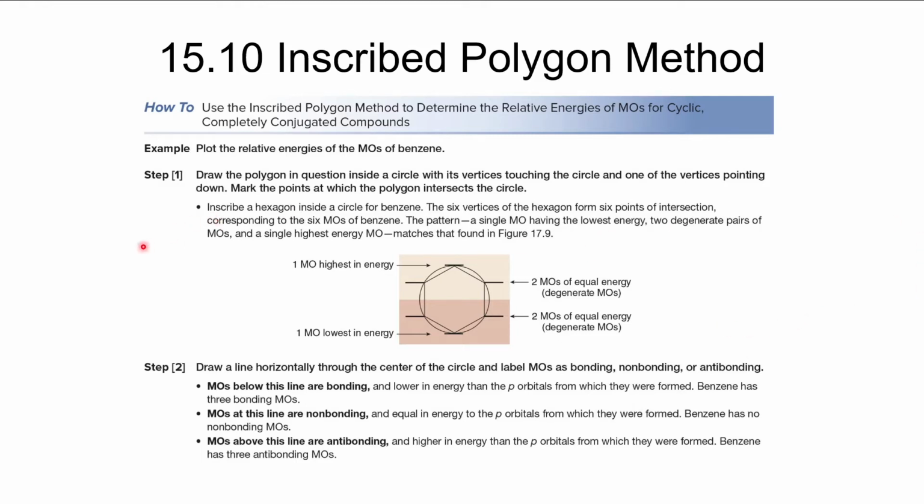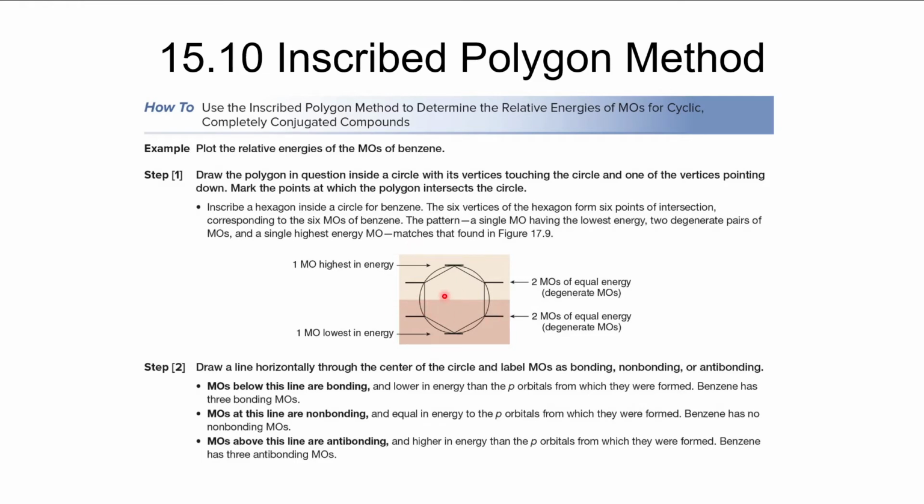First thing, however many atoms you have in your cyclic system. In benzene's case, there are 6 carbon atoms, so we'll have a hexagon. That's typically how we draw it, as a hexagon. We're going to inscribe a regular hexagon in a circle, as we have here, and we're going to put one of the vertices pointing down. And so here is one of the vertices that is pointing down, and that's going to be where the energy of our lowest molecular orbital is. And then the other vertices are going to be the energies of the other orbitals.